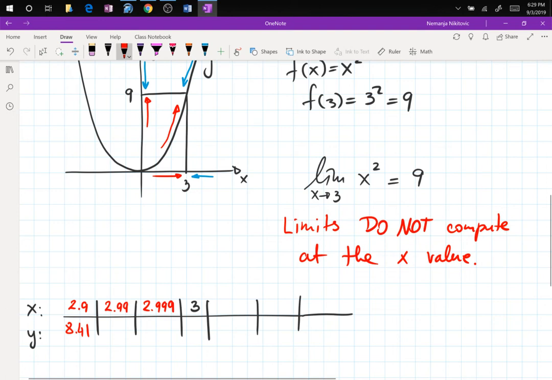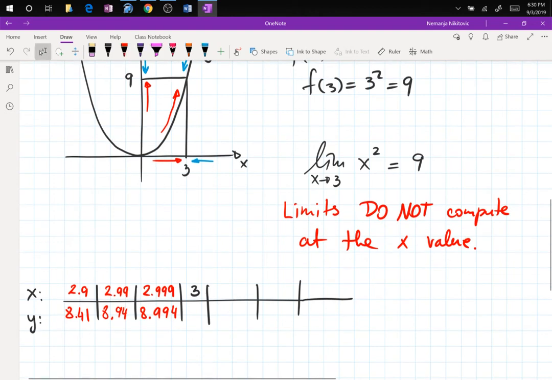Then 2.99 squared, which will give you 8.9401. And finally, 2.999 squared, which will give you 8.994. What is the trend that we see in the y values for red numbers? The trend is going where? Going towards 9, right? So these numbers are rising into a 9.